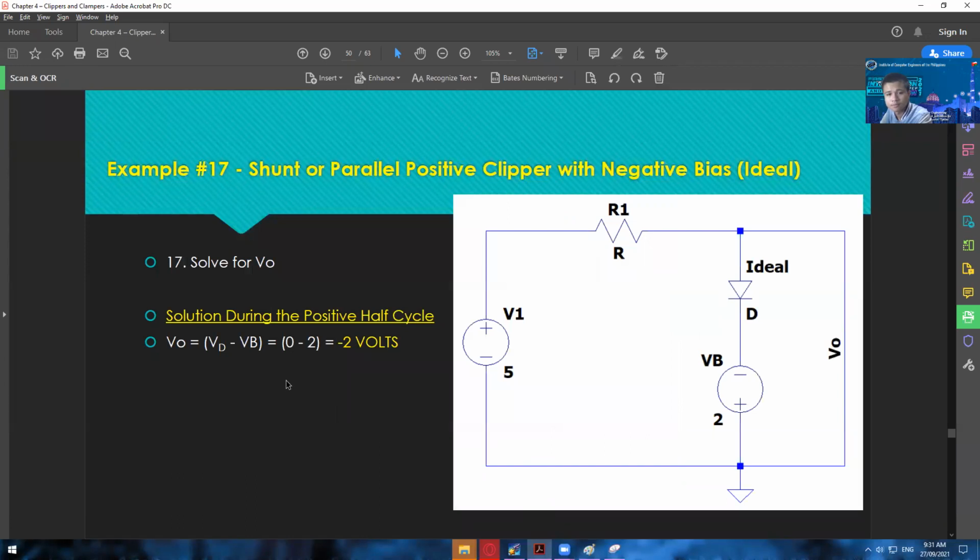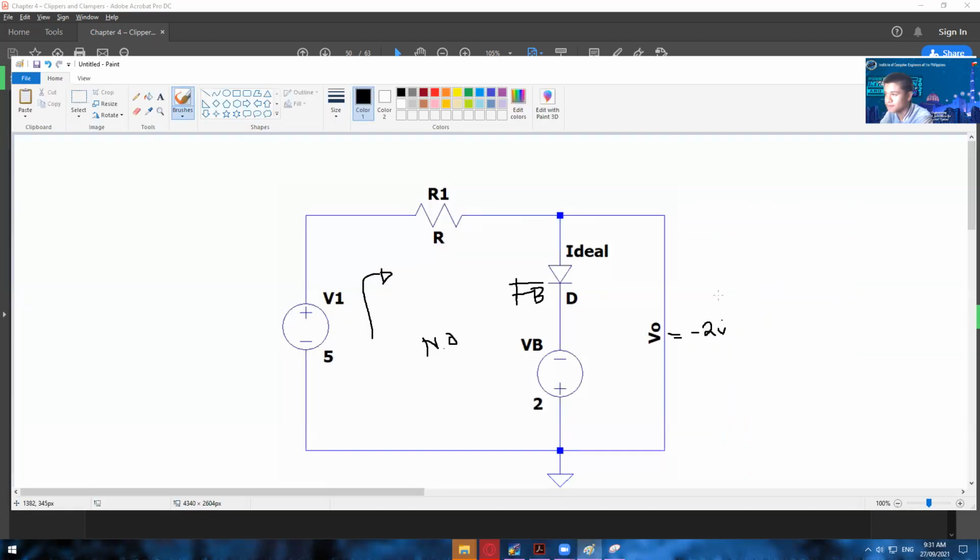Yes, sir. Okay, so maybe this is your first time encountering this one, but yeah, this is also possible. As you can see, during the positive half cycle, we have a reading of negative 2 volts. What happened here is this negative side was lifted into negative 2, and then there is another reading of negative voltage.